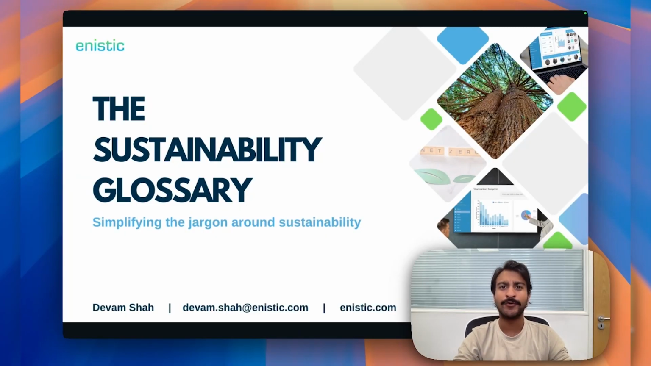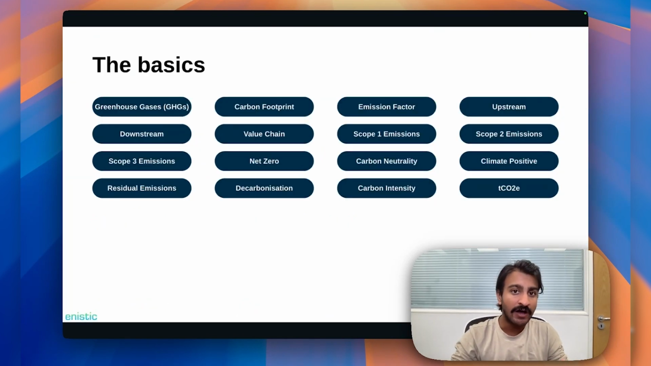Welcome to Carbon College's Sustainability Glossary, where we take all that jargon, break it down, and explain it in plain English. This glossary is divided into 4 main sections: the basics, measurement keywords, action keywords, and reporting standards. Let's get into it. The basics are the fundamentals. They are used in almost every conversation about sustainability and carbon reporting.